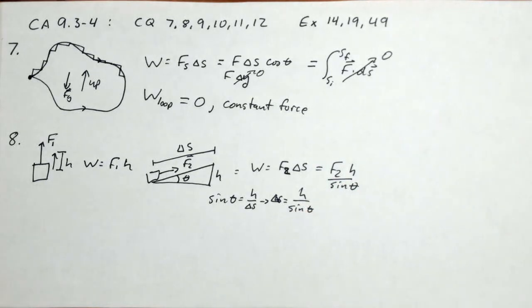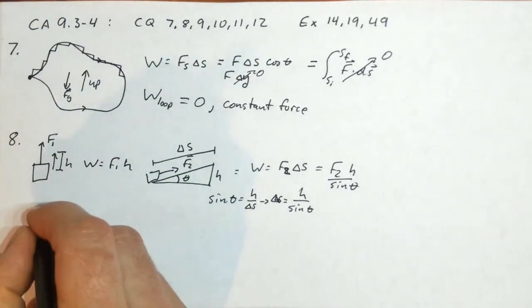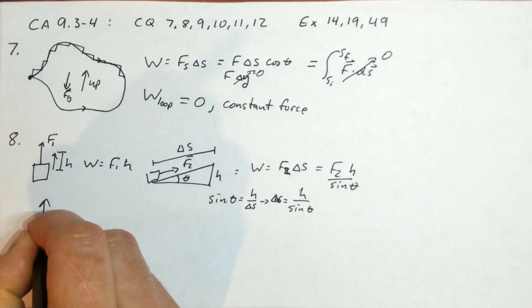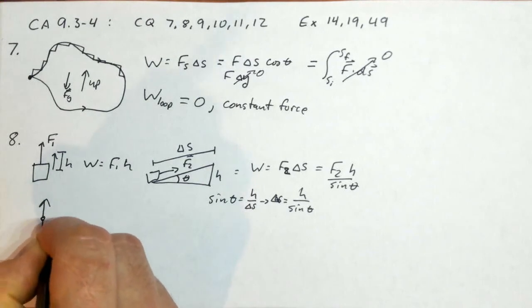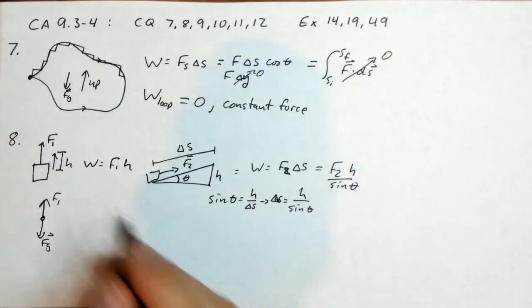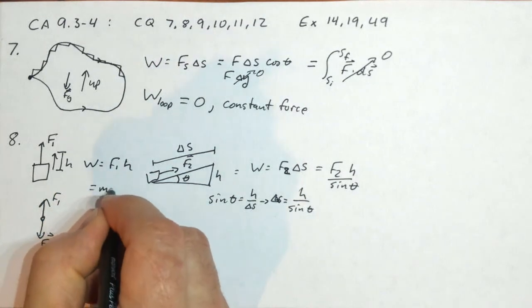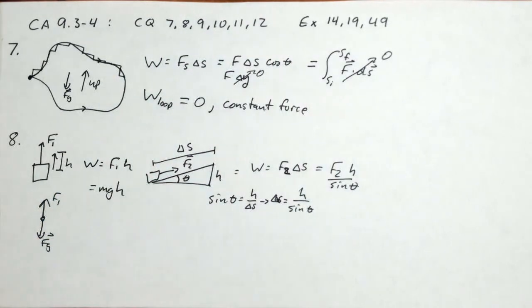Now, how does F2 compare to F1? If this is moving at constant speed, and the problem suggests to assume it's moving at constant speed, that means acceleration is 0, and so my upward force must equal my force of gravity. So this is actually mgh. That's the work done by the force you'd have to apply.